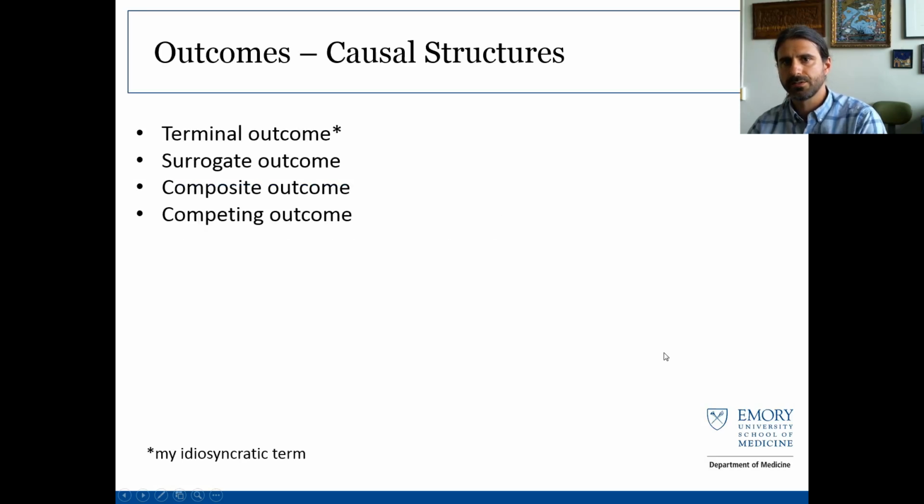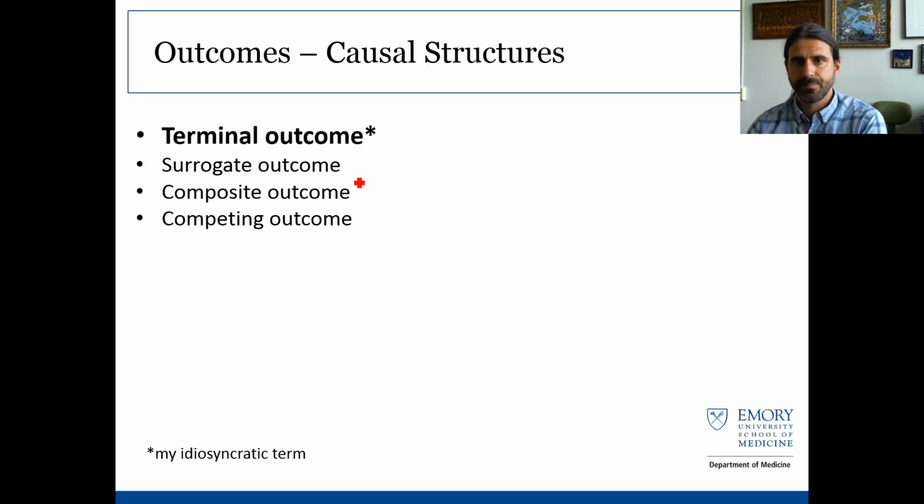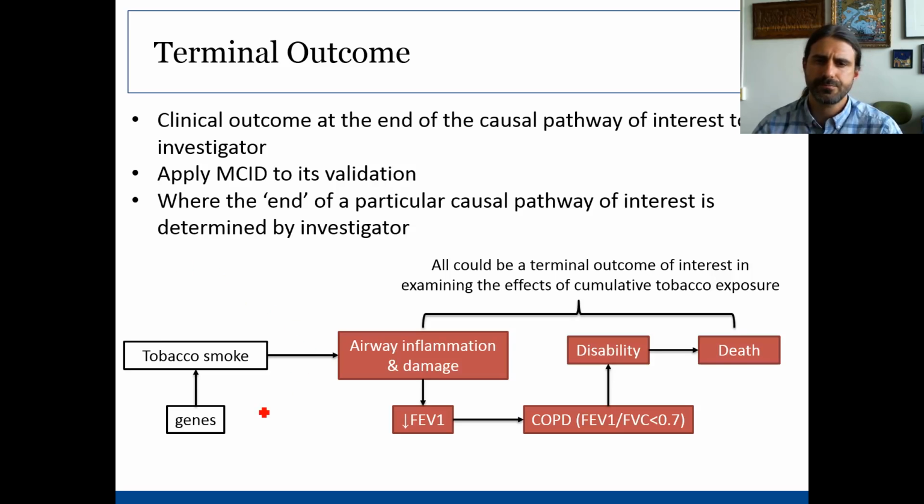So, causal structures. Here are the terms that we're going to go over: terminal outcome, and this is really my idiosyncratic term, so I just wanted to highlight that, surrogate outcomes, composites, and competing. All of these have to do with some designation in a causal framework. So I put a simplified causal diagram here.